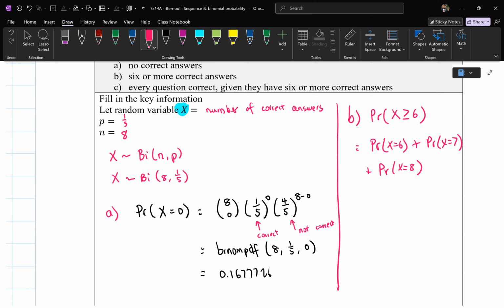But if you do PDF, that's 3 times you have to do it. Instead, you can just use binom CDF. Same thing again. N is 8. Probability of success is 1/5. Lower bound is 6. And upper bound is 8. Again, I don't know what the answer is for that one.